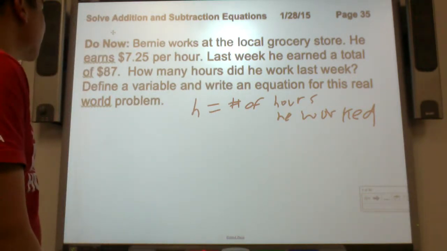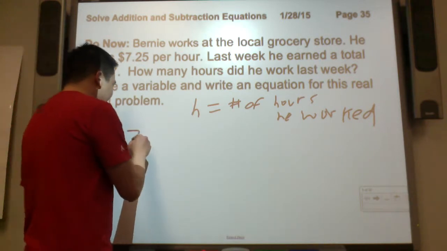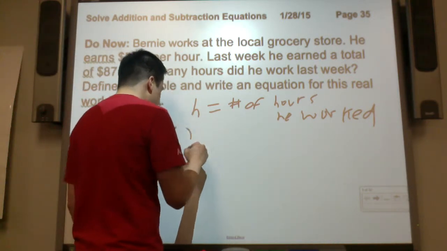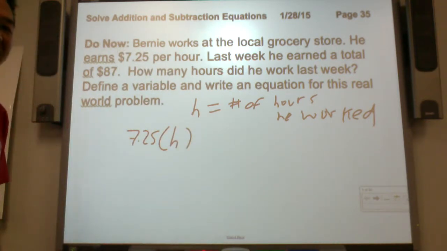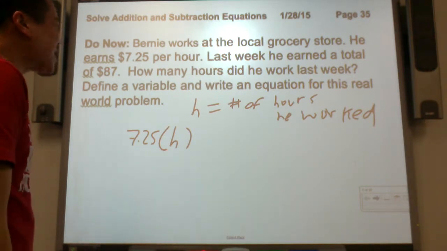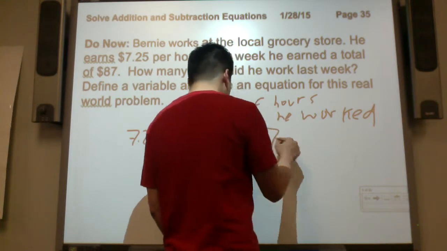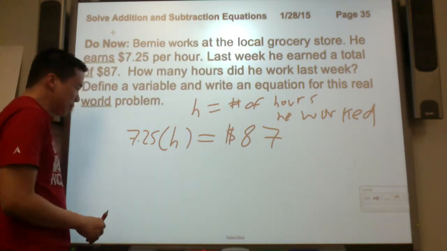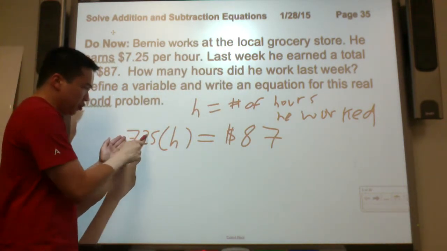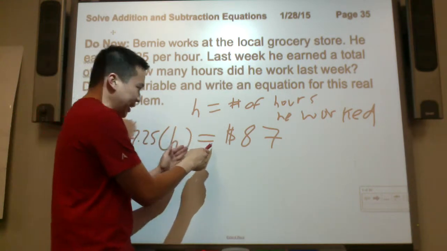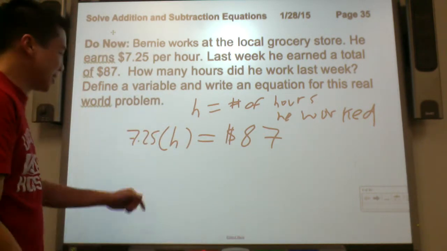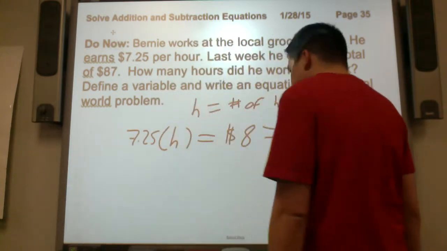So he earns $7.25 per hour. So every hour, that's $7.25 times the number of hours he works. Last week, he earned a total of $87. So that means he earned $7.25 for every hour, and it will equal $87. And this is how I have set it up.